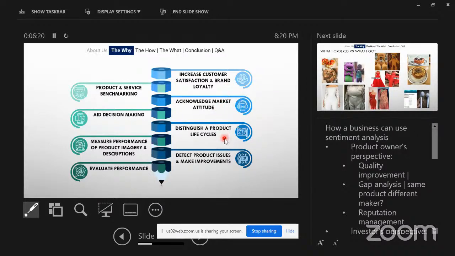Another good thing, especially because we specifically focus on activewear, and the fashion market is very fast moving, is that you are able to work out when something is going in fashion and when it's coming out, so you can react to the market quite quickly. And one of the major things is detecting product issues and making improvements. Especially when buying something online, we can't get the look and feel of the product until we receive it. So if a lot of customers are saying it's cheap quality and the color's not right, you need to make those improvements straight away.